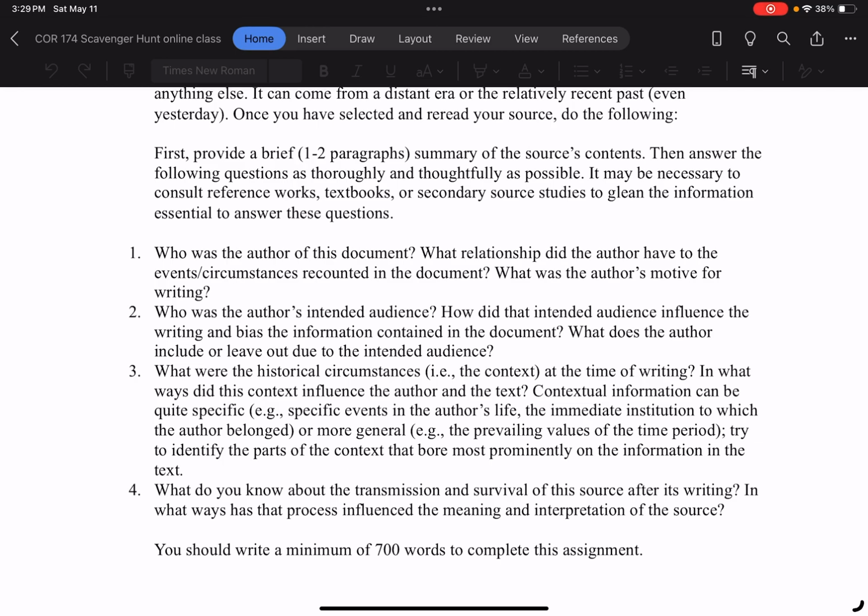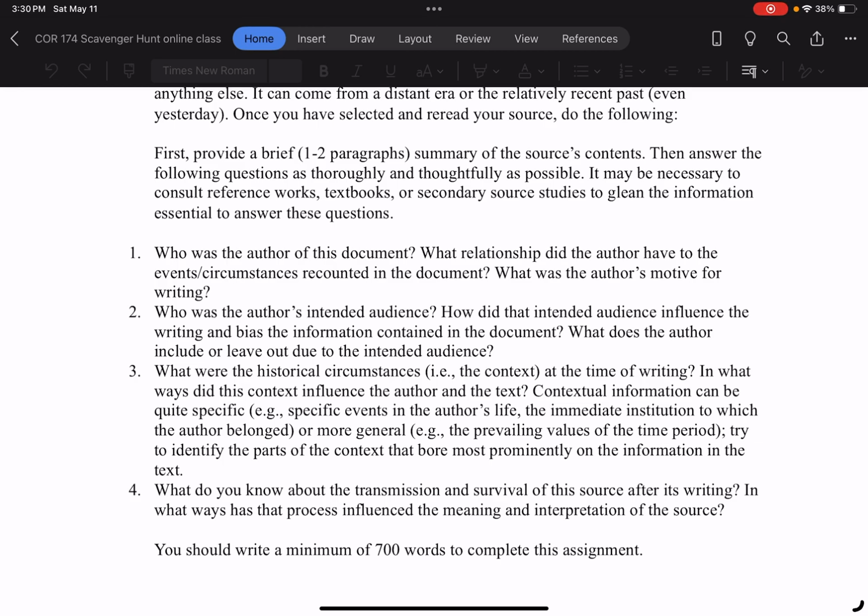What relationship did the author have to the events or the circumstances recounted in the document? Were they a participant? Did they get this information secondhand? Was this just rumor that they were recording? How were they related to those things? What was the author's motive for writing this stuff?